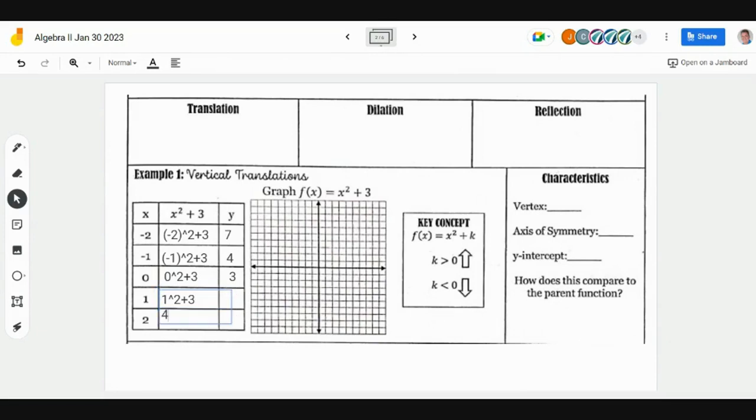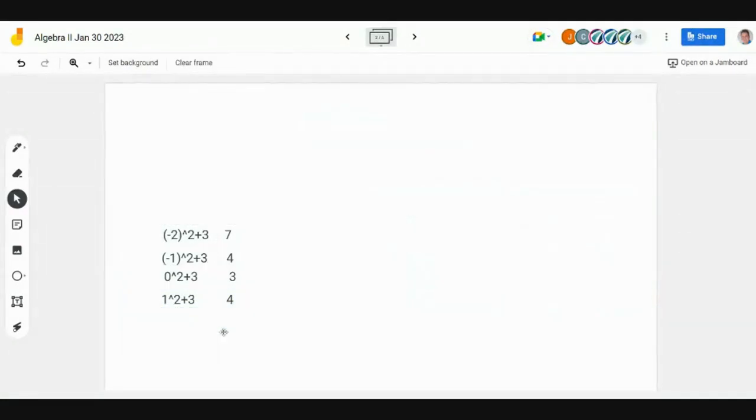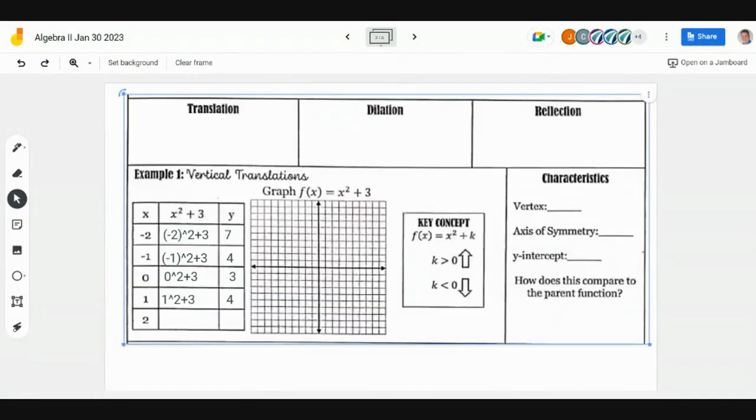Also 4. Yes. And then the last one would be 2 squared plus 3. All right, 2. Let me type in that.